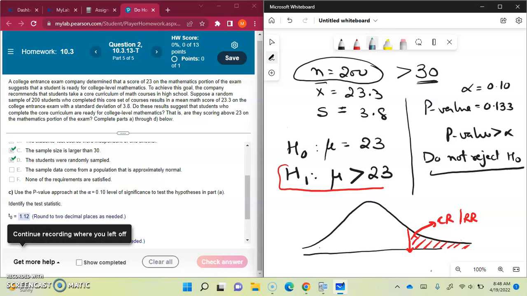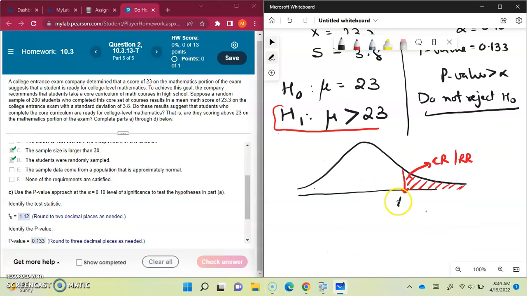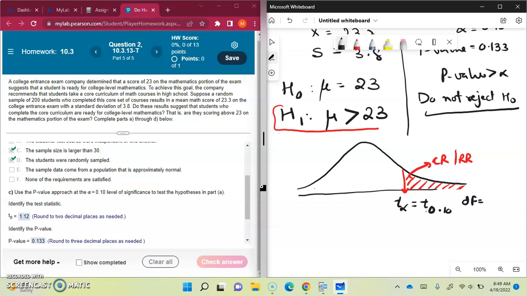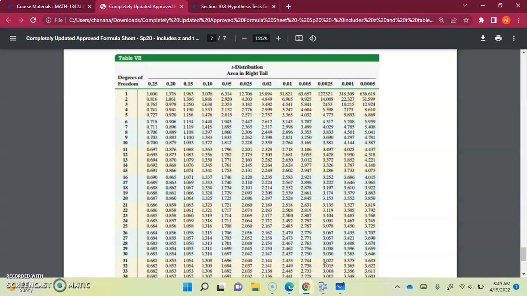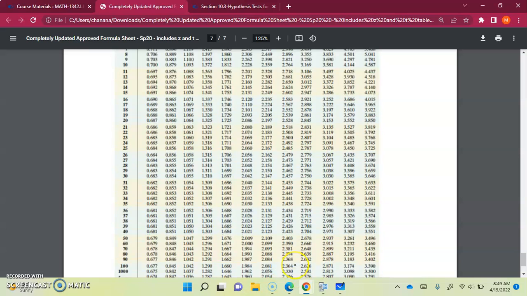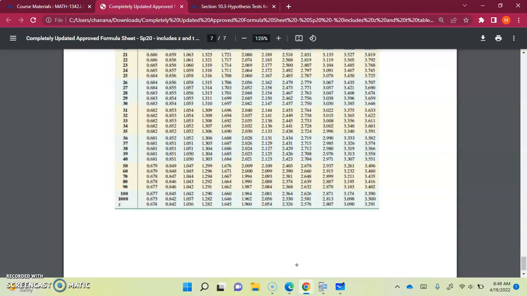So this value here should be t alpha. Alpha is 0.10, so that means t 0.10. What are the degrees of freedom? Degrees of freedom is n minus 1. n is 200 minus 1, that's 199. So when you see your formula chart, here it is. You need to find the degrees of freedom for 199. Now, 199 is not there, right?